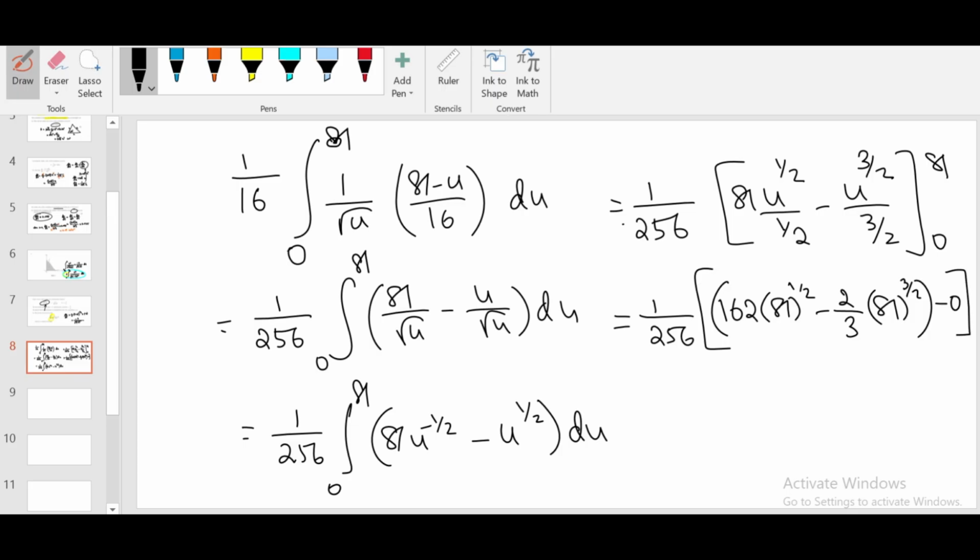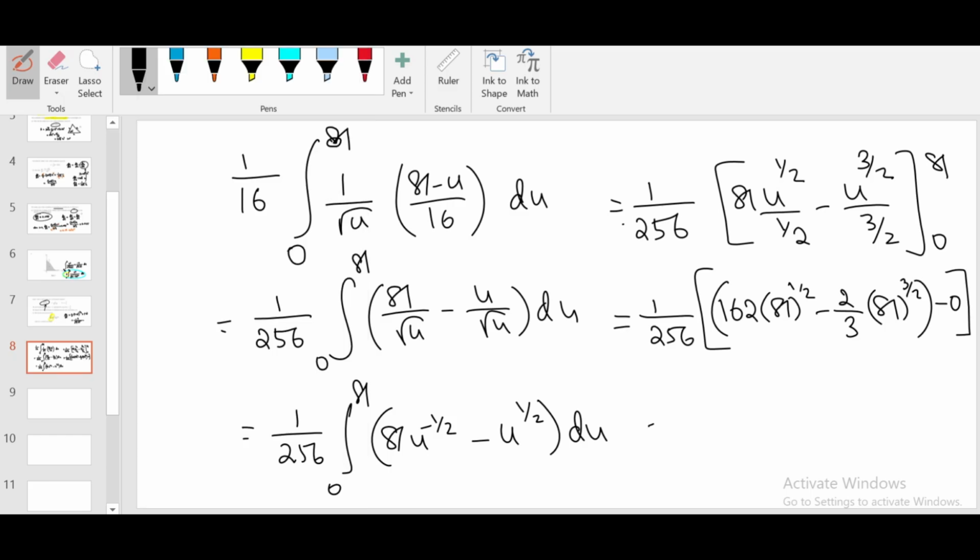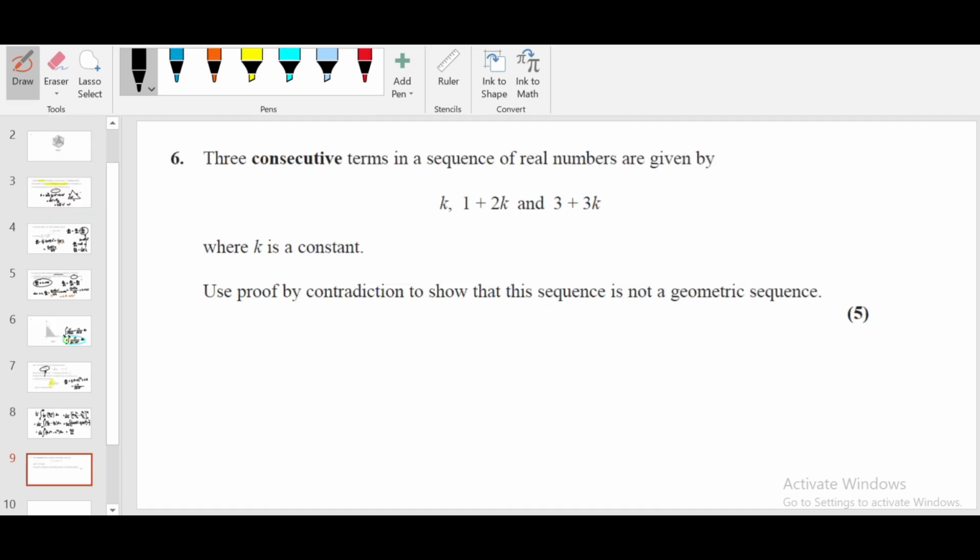I'm going to use my calculator to simplify this. See how I'm writing: 1 over 256 times 162 times 81 power half, which is 9, minus 2 over 3 times 81 power 1.5, and then close the bracket. 243 over 64. 243 over 64 is the answer. That's all.